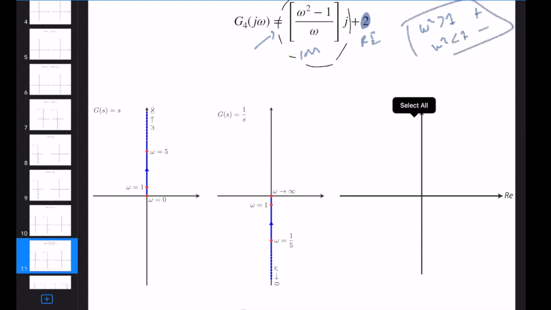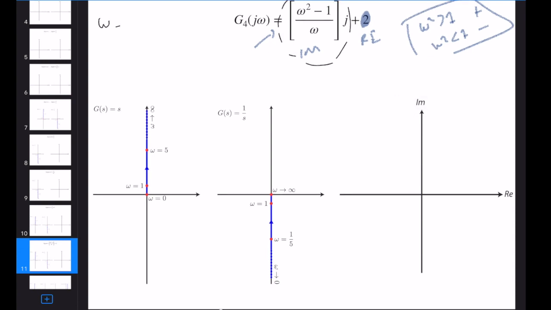And indeed, if you look at it in more detail, when omega is going to 0, what is happening to G of j omega? It is going to minus infinity j.